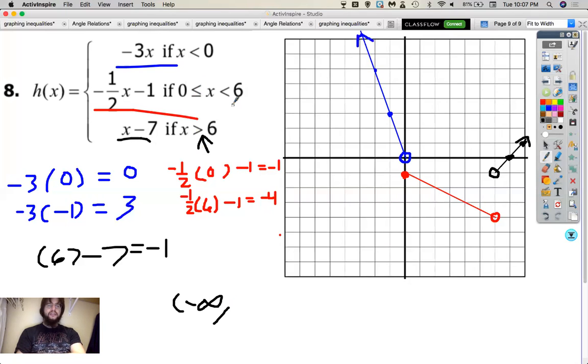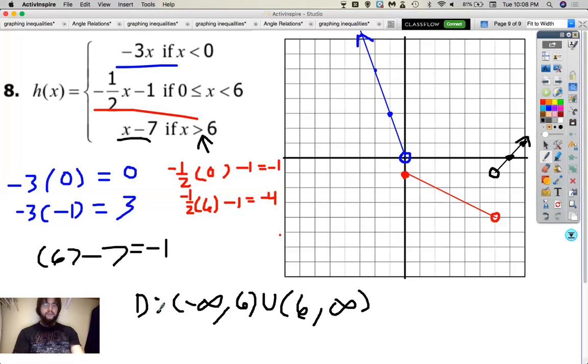We also go up to 6. But look at that. Neither one of these includes 6, do they? We got to stop at 6. We don't include 6, so we're going to put in parentheses. And we're going to do that again. And it's everything bigger than 6, right? It's every single number in existence except for 6. Every real number. Let's go with that. All real numbers except for 6. That's my domain. And that is how you write it.